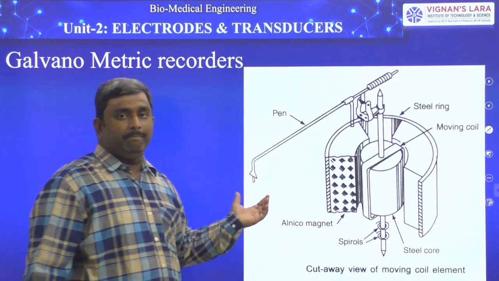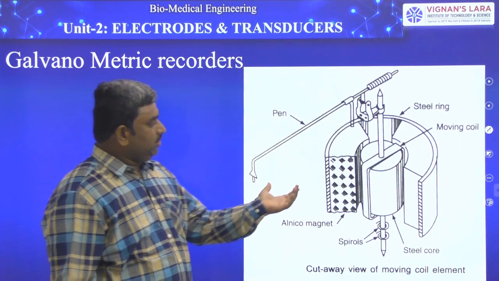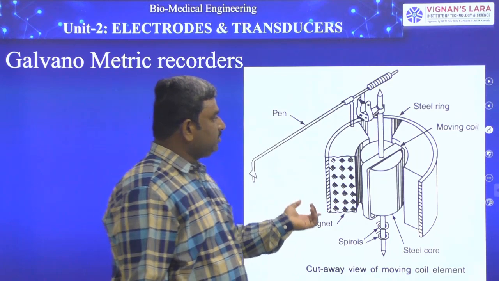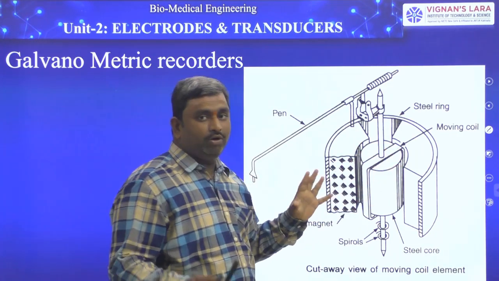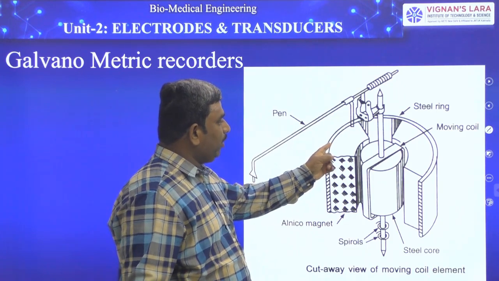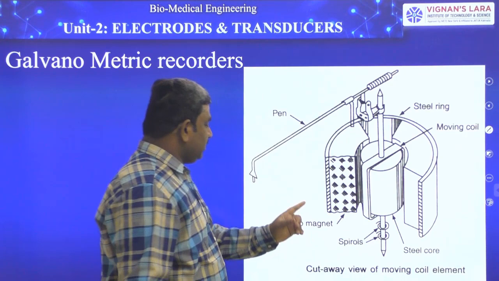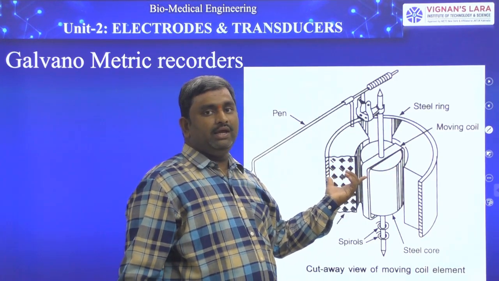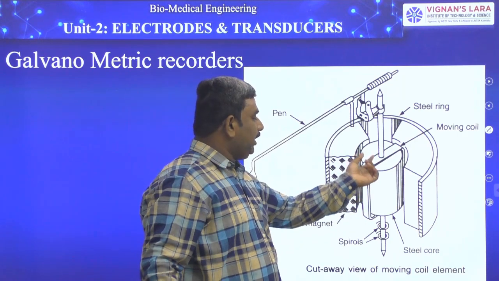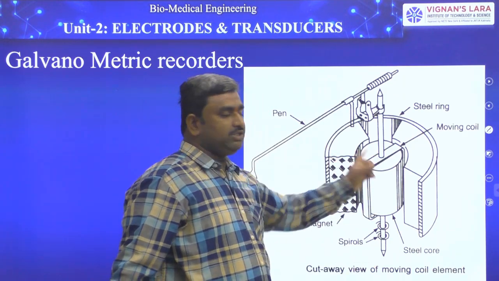So this is the basic mechanism involved in the galvanometric recorder. Here we have an armature, a motor type arrangement. Here we have one magnet, here one more magnet, so two magnets. These two magnets are surrounded by an armature. So this is a magnet, and this is the armature.